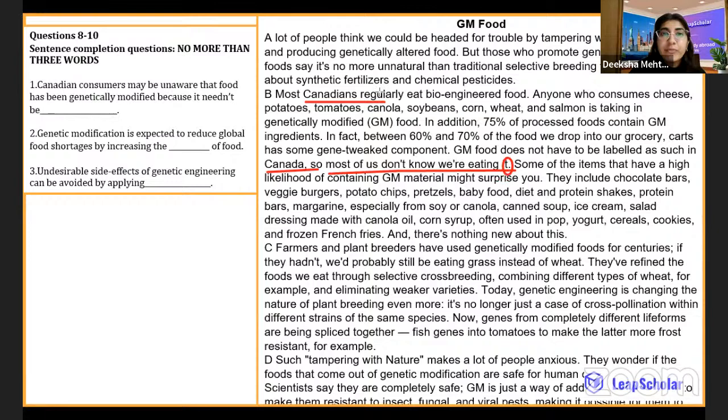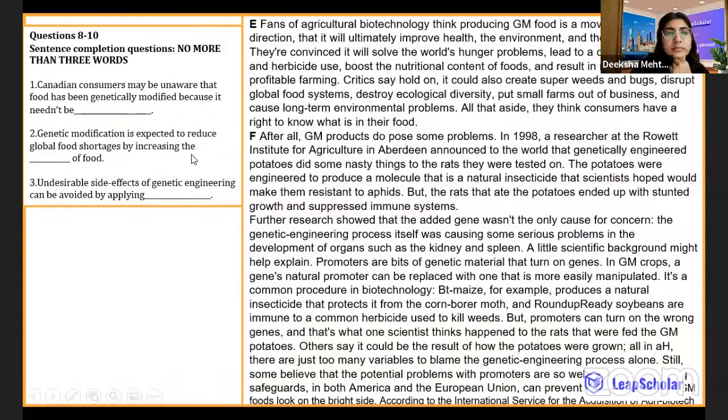Why don't we know it? Because GM food need not be, does not have to be, paraphrasing. What is the missing word? Labeled. So what is my first answer? First answer is labeled. You don't need to write as such. It is understood. That's all right. Okay, let's move to the second half now to find the second answer. Second half. Yes, Sarvesh, we are doing that.